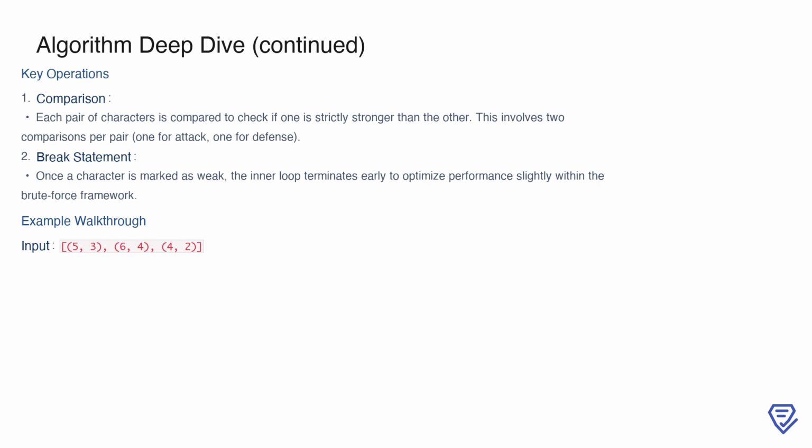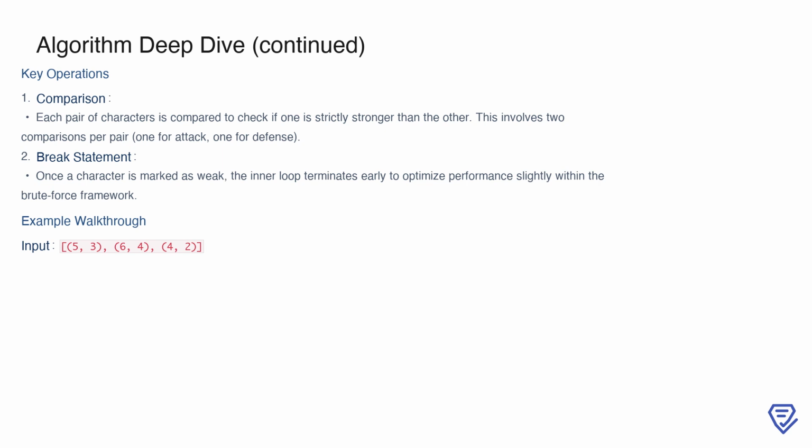The core operations of the algorithm are straightforward but critical. Each pair of characters is compared to check if one is strictly stronger than the other. This involves 2 comparisons per pair, one for the attack values and one for the defense values. These comparisons form the foundation of the algorithm. Additionally, the use of a break statement within the inner loop is an important optimization. Once a character is marked as weak, there's no need to continue comparing it with other characters, which saves some computational effort.